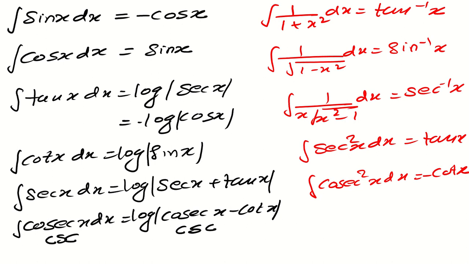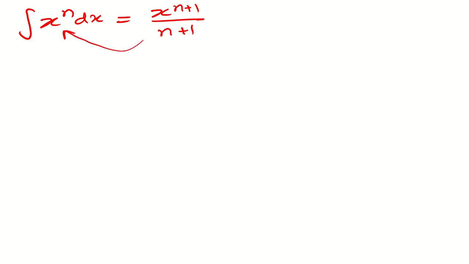Now let's talk about some integration formulae for algebraic, exponential and logarithmic expressions. If you have x to the power n dx, where n is any real number, its integration will be x to the power n plus 1 over n plus 1. You can differentiate this right hand side and you will get the left hand side, just to verify it. What condition on n must we have here? n should not be equal to minus 1.